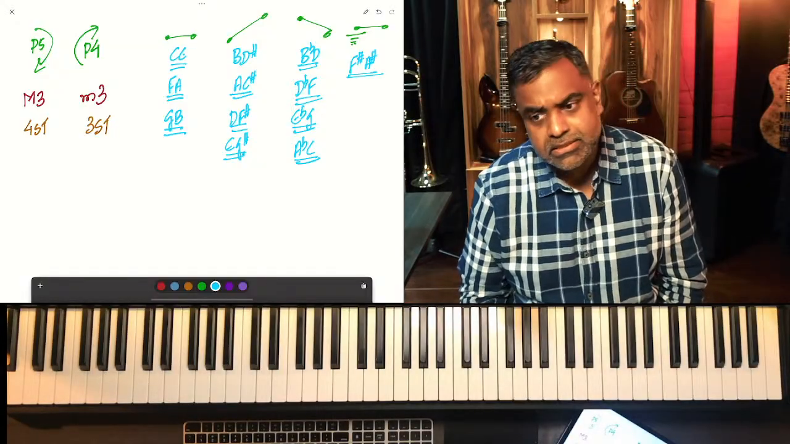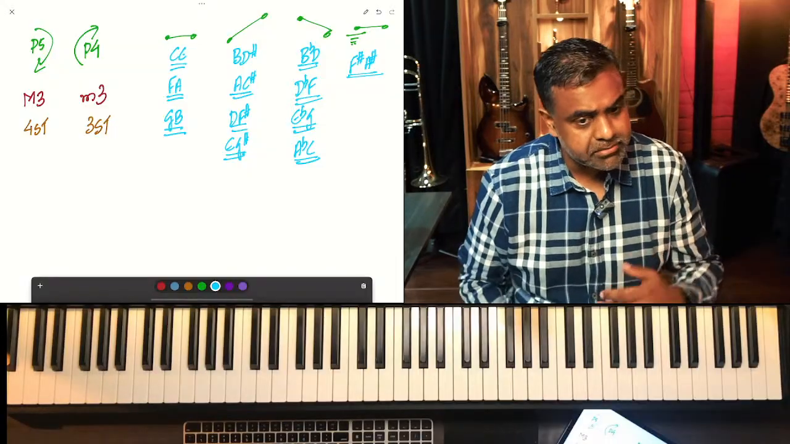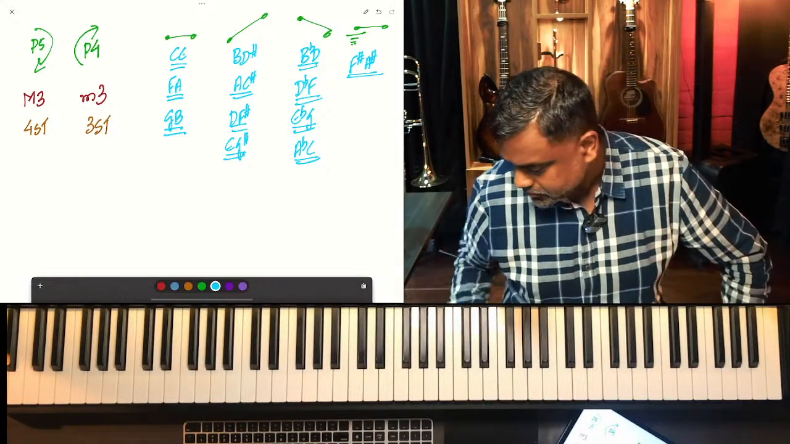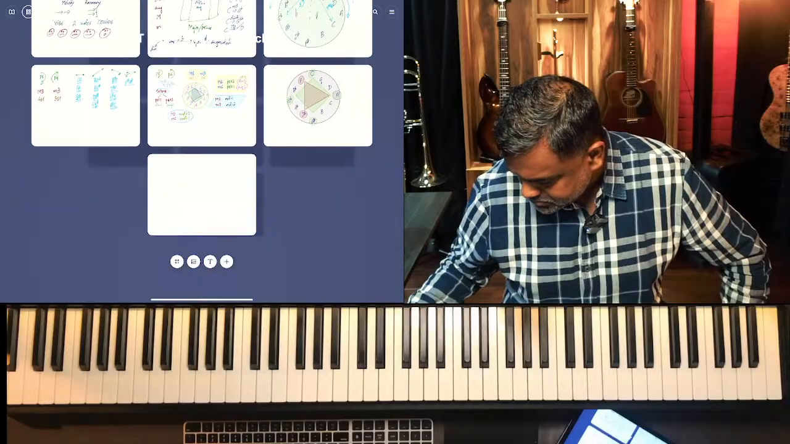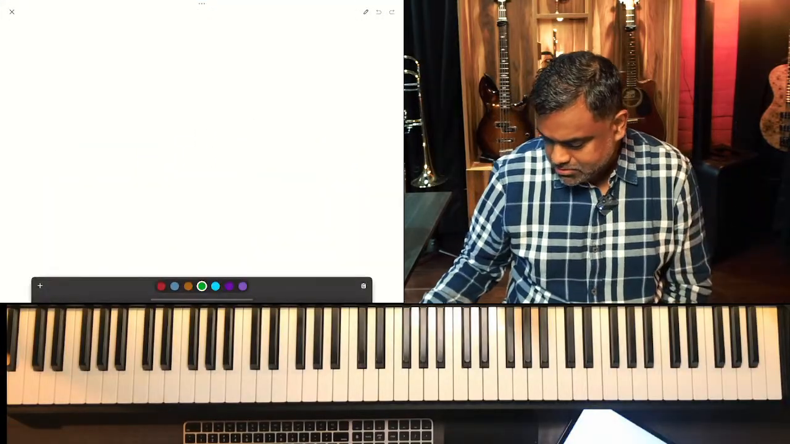So we've done the third, we've done the fourth, and we've done the fifth, we've done major and minor third. So let's get to some of the other intervals that music has to offer. Okay, over to a new page. There we go. So what's next?